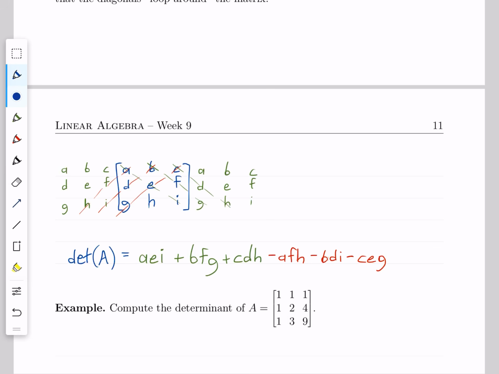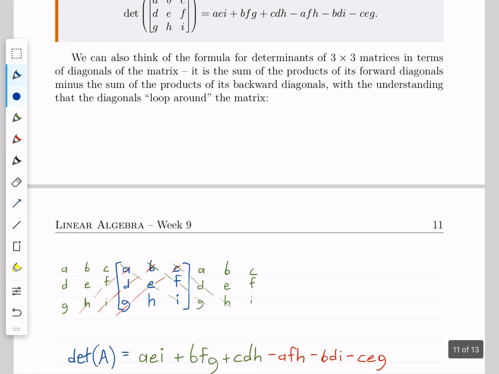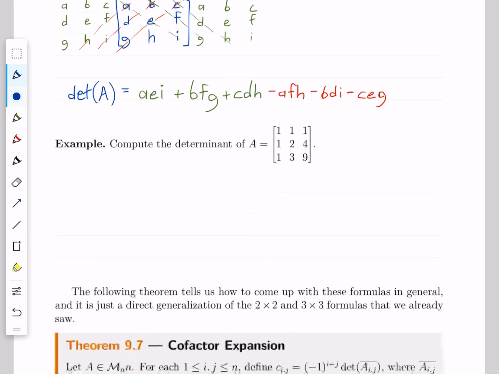And if you go back and compare really carefully with that formula on the previous page, that is the exact same formula: AEI plus BFG plus CDH minus AFH minus BDI minus CEG. No one actually remembers that as an explicit formula. They just remember the mnemonic for computing it. Okay, forward diagonals minus backward diagonals. So let's see how this works with a numerical example.